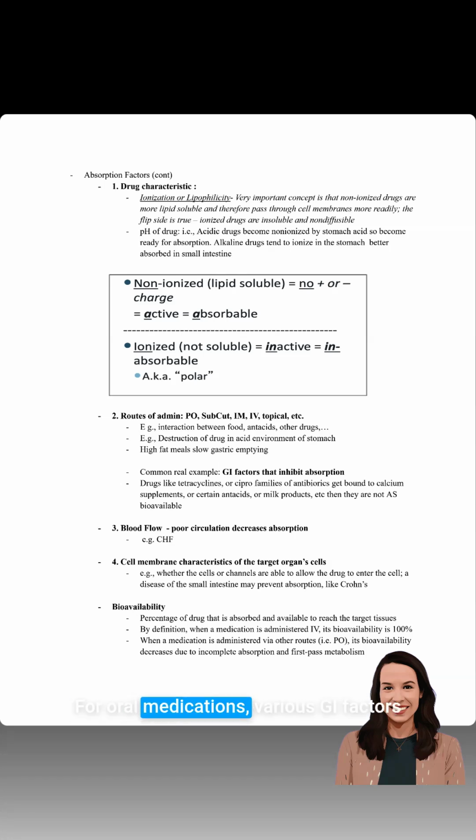For oral medications, various GI factors can affect absorption, including stomach pH, food presence, and transit time. Blood flow to the absorption site and cell membrane characteristics also influence how effectively drugs enter the bloodstream. Bioavailability tells us what percentage of the drug actually reaches systemic circulation.